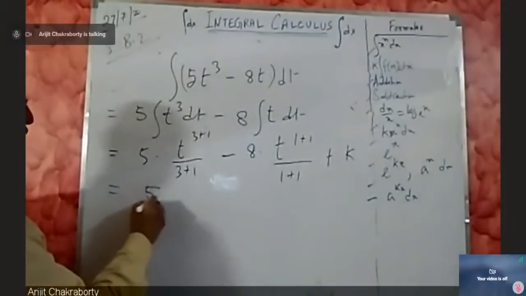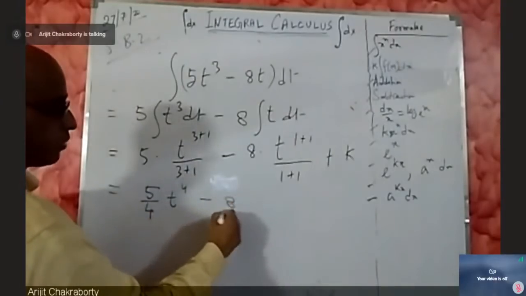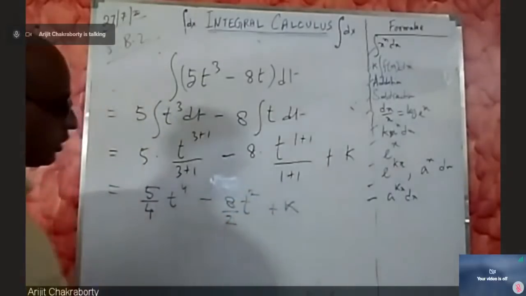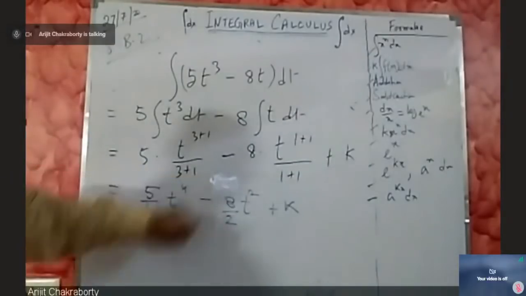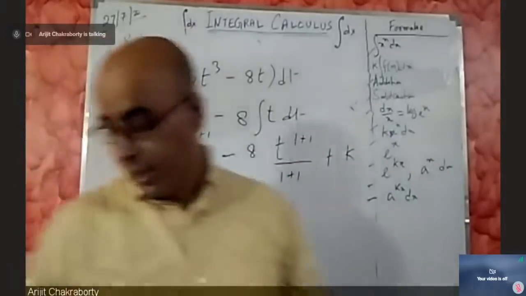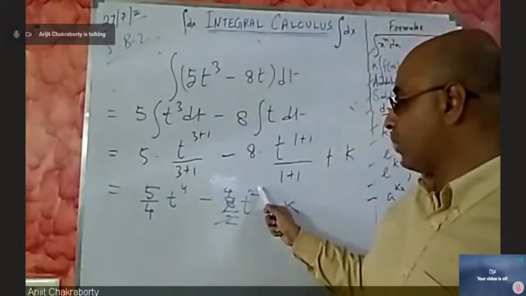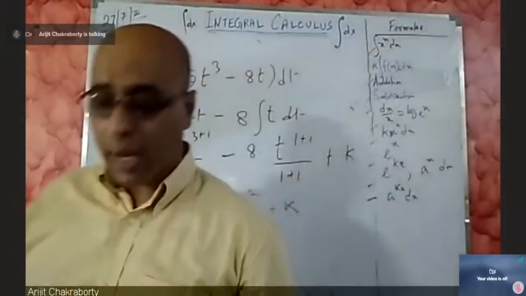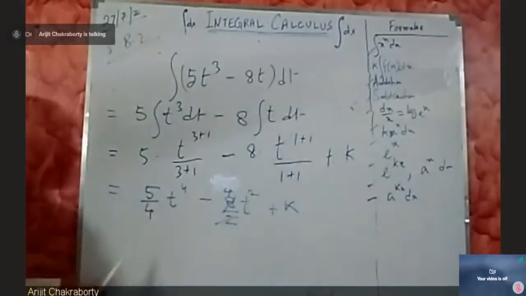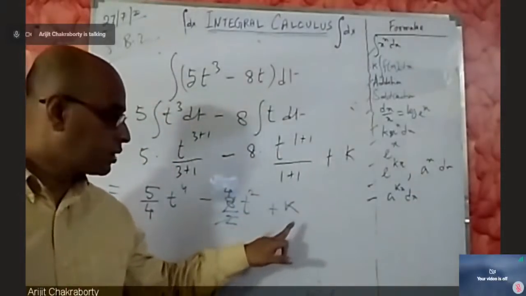5 by 4 t to the power 4 minus 8 by 2 t square plus k. And 2 cancels with 8, so 2 4s are 8. So we end up getting 5t to the power 4 by 4 minus 4t square plus k.